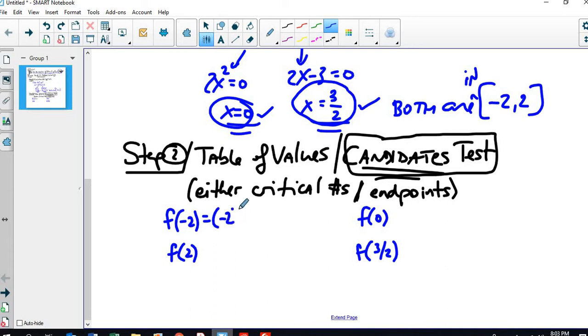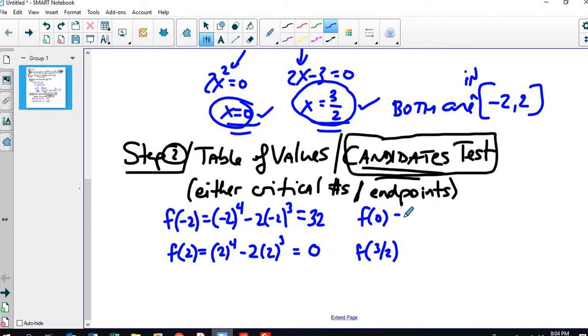If I plug -2 in here, okay, you've got calculators, so use them to your advantage. -2 to the 4th power. Make sure that you've got them in parentheses, -2 to the 4th power, -2 being inside parentheses. -2 times -2 to the 3rd power, again in parentheses, and you end up with the value of 32. If you plug in +2, you get 2 to the 4th minus 2 times 2 to the 3rd. If you plug this into your calculator, you end up with 0.